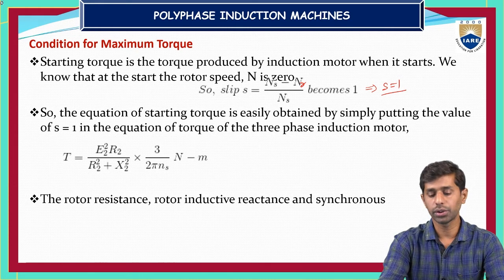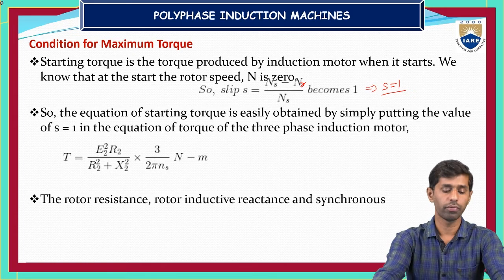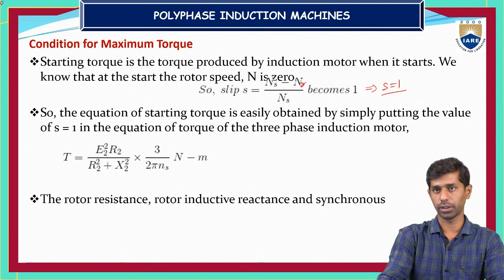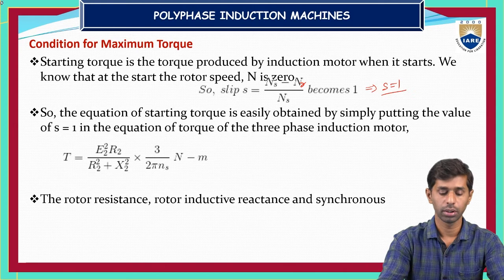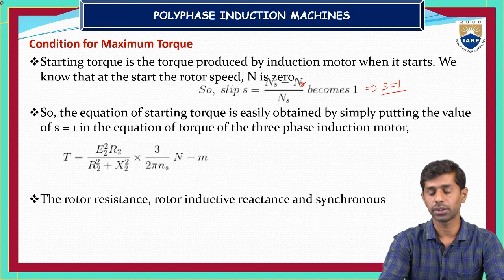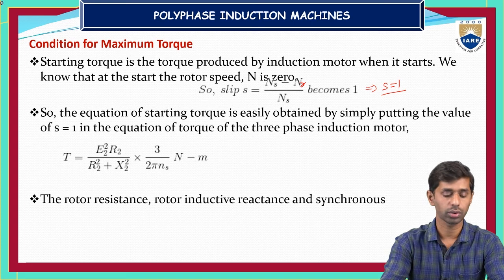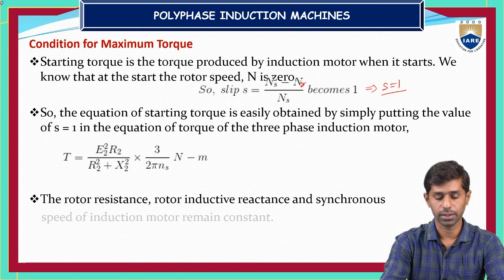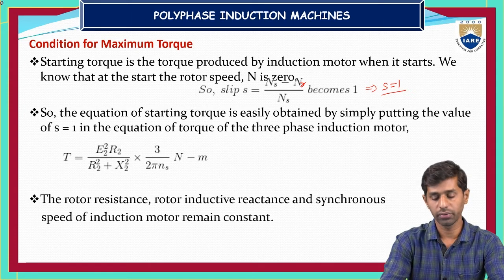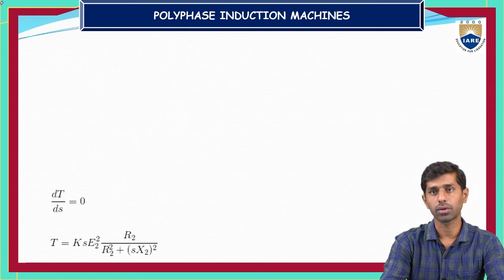So the equation of the starting torque is easily obtained by simply putting the value of s equal to 1 in the previous expression. We already derived that expression: torque equals K times, that is a proportionality constant, into E2 square R2 by square root of R2 square plus X2 square whole square, that is R2 square by R2 square plus X2 square. The rotor resistance, rotor inductive reactance, and the synchronous speed of the induction motor remain constant.